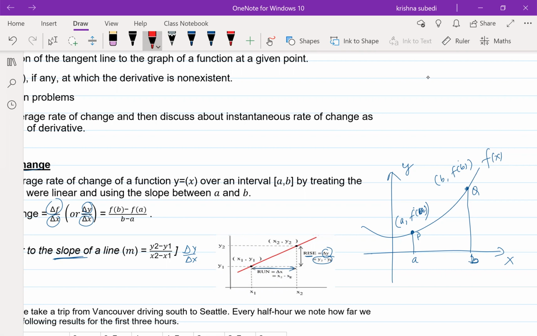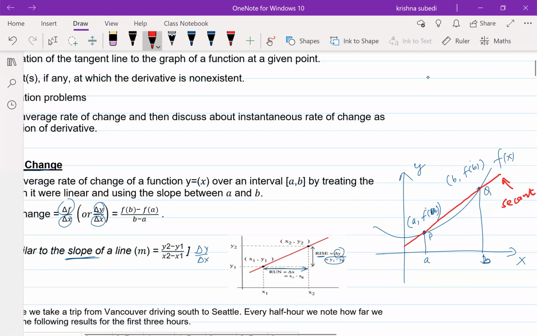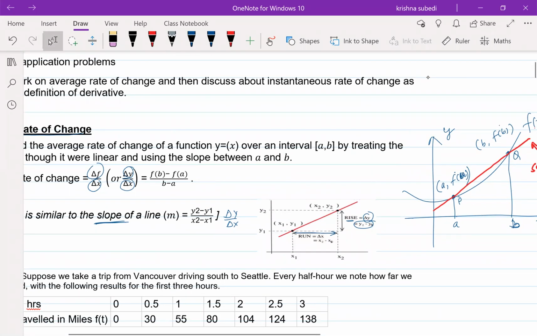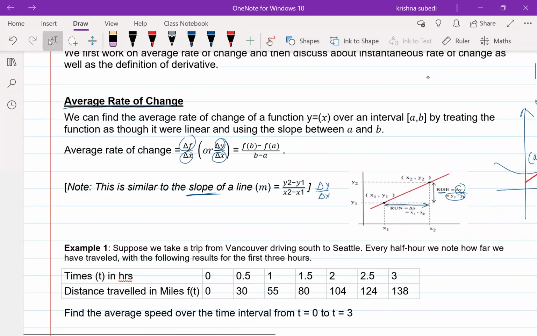In other words, the average rate of change of this function is actually the slope of the line PQ, and this line is called the secant line. We'll talk about that in detail later. I just want to remind you that we call this line a secant line. So now we have the formula. Let us look at one example.